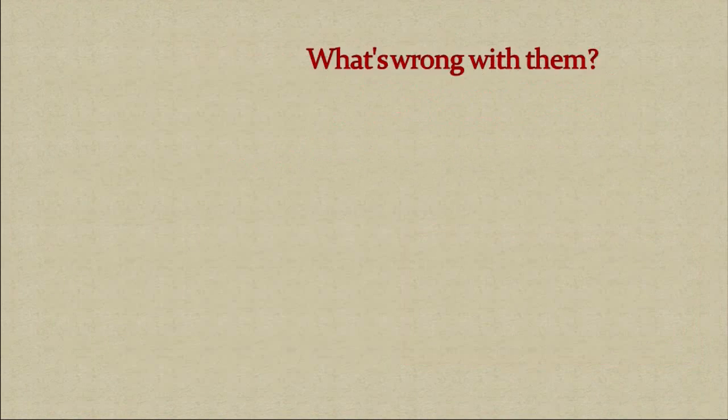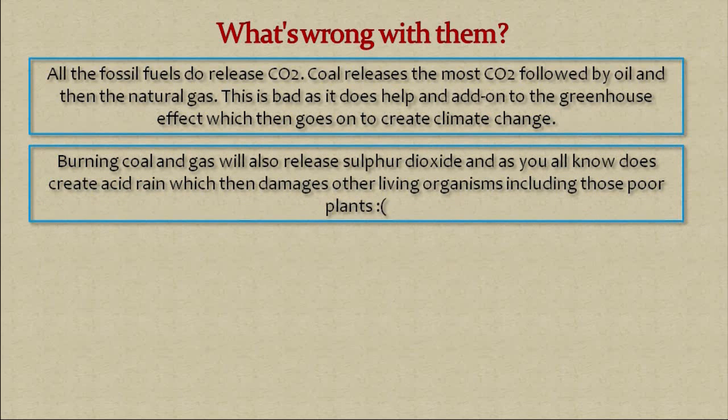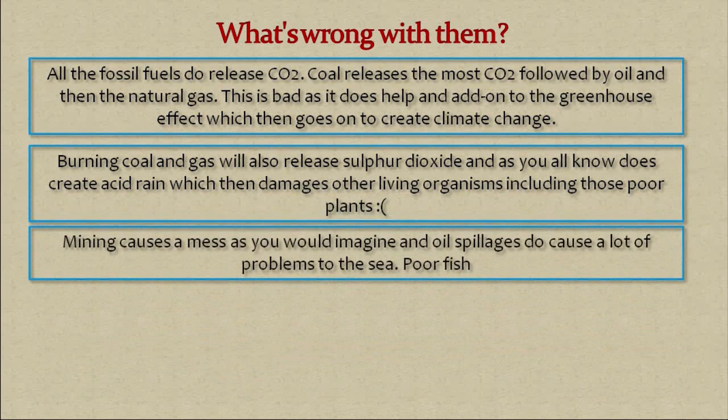So what's wrong with them? All the fossil fuels do release CO2. Coal releases the most CO2, followed by oil and then natural gas. This is bad as it does help and add on to the greenhouse effect, which then goes on to create climate change. Burning coal and gas will also release sulfur dioxide, and as you all know, it does create acid rain, which then damages our other living organisms, including those poor plants. Mining causes a mess, as you probably would imagine, and oil spillages do cause a lot of problems to the sea, poor fish.